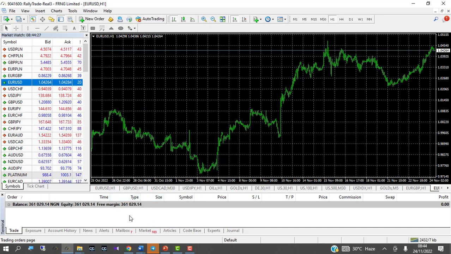That means every time you place a trade, this area is like your dashboard. So this is where you see all your running trades. Every trade you place, you see it here. Every new trade. Let me show you one example.